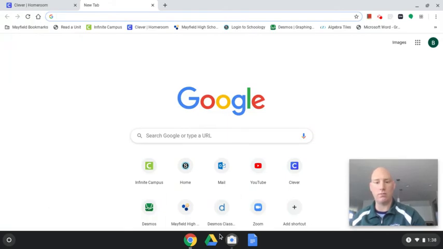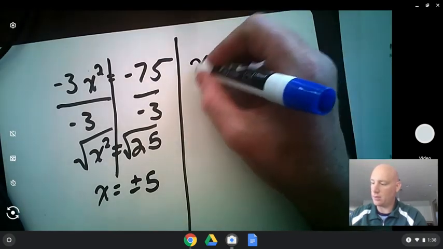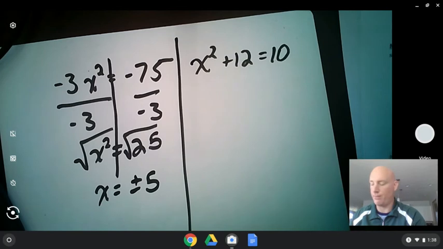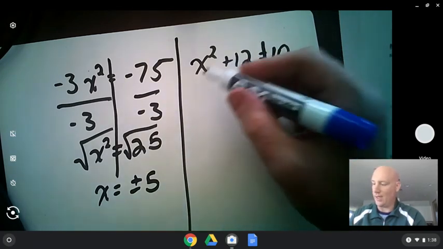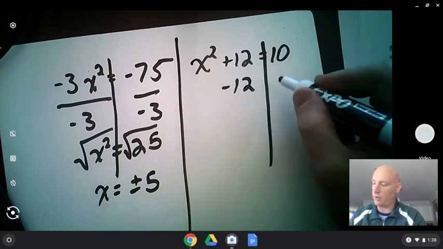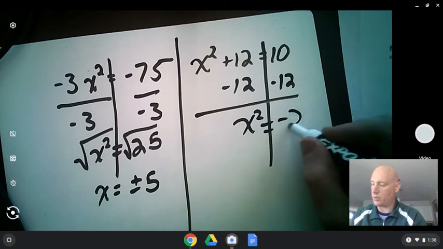Ooh, I lost my view. Sorry about that. So it's x squared plus 12 equals 10. I see x was squared, then added by 12, so I'll undo everything. The first thing I have to do is subtract 12. I'm left with x squared equals negative 2.